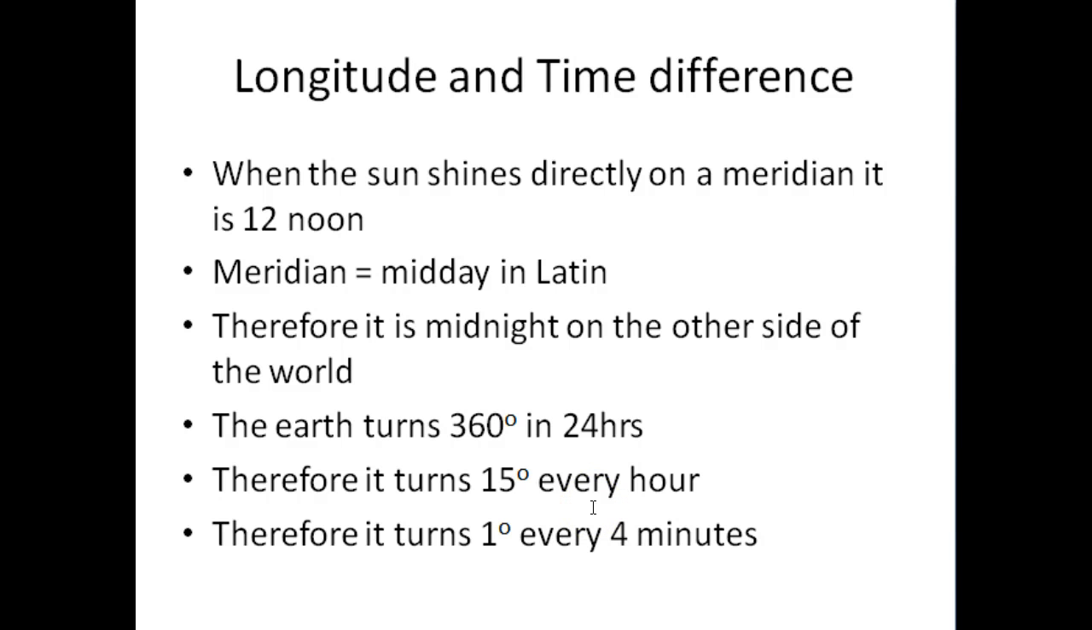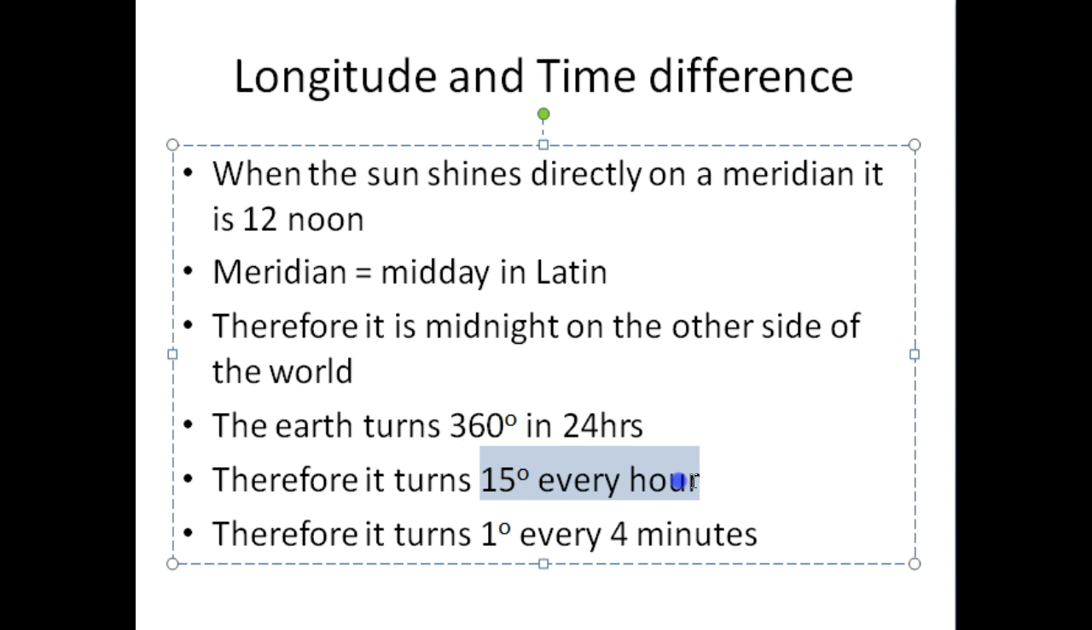We're looking at longitude and time difference today. When the sun shines directly on a meridian, or a line of longitude, it is exactly 12 o'clock noon. In fact, meridian actually means midday in Latin. This means that it is midnight on the other side of the world. Now the Earth turns 360 degrees in 24 hours, or 15 degrees every hour, which means it's 1 degree every 4 minutes. This 15 degrees every hour is an important one.